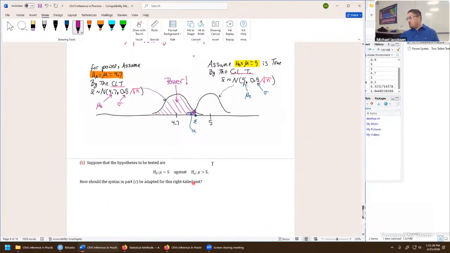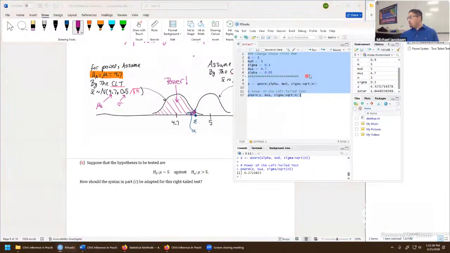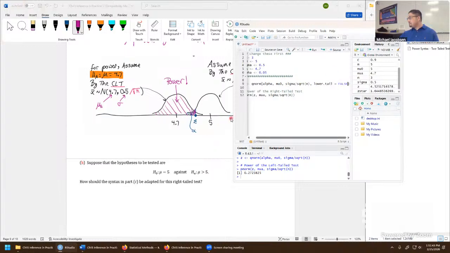How should the syntax be adjusted? In the right tail test, we'll go change these first. This is power for now right tail test. But I think you'll like the change. It's nothing major. We just put in lower.tail equals false here.